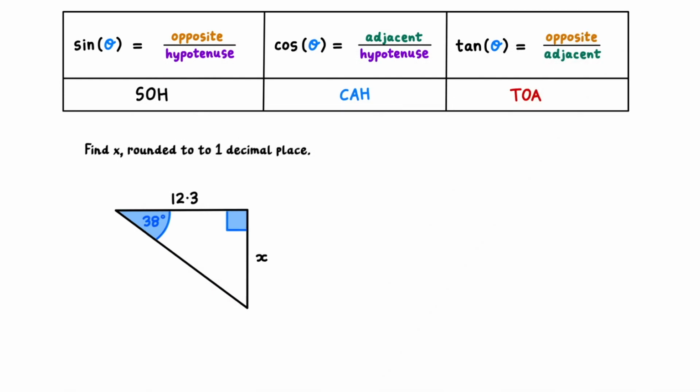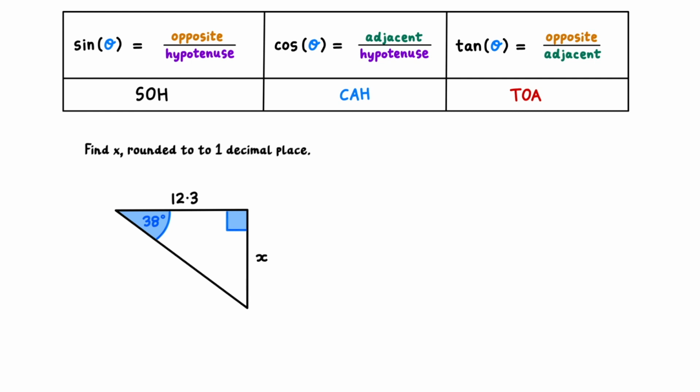Now that we have a good grasp of our 3 trigonometric ratios, let's see how they can be used to solve for an unknown value in a right angle triangle. In our first example, we are given an angle of 38 degrees, a right angle, and a side length of 12.3. We must find the value of x rounded to 1 decimal place.